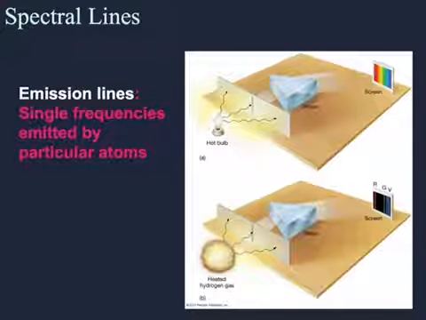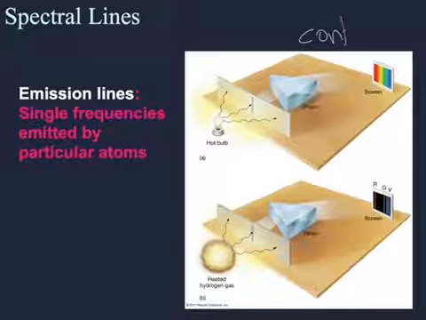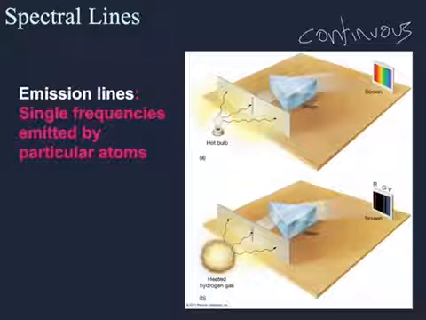So if you look at the diagram to the right, if you have a standard light bulb that's illuminated, it's heated up, when that light passes through a prism, or like our diffraction gratings that we'll use, you see an almost complete rainbow. This is what we call a continuous spectrum. That's a continuous spectrum.